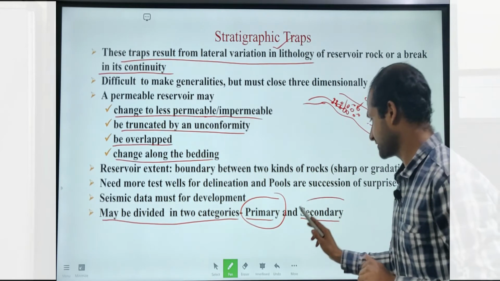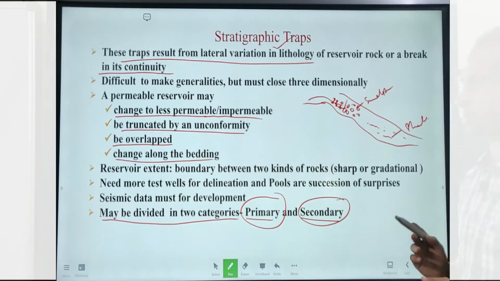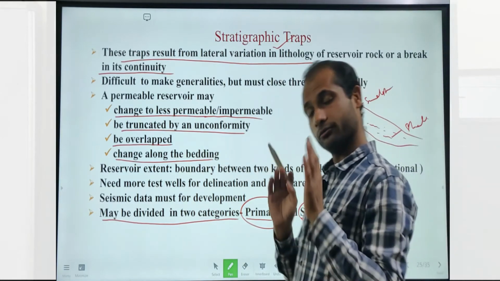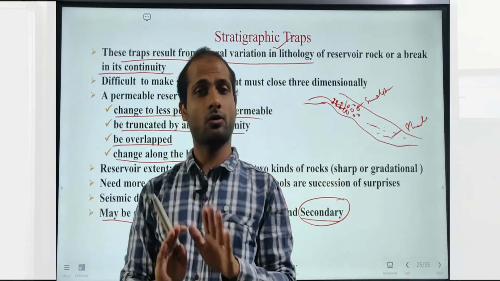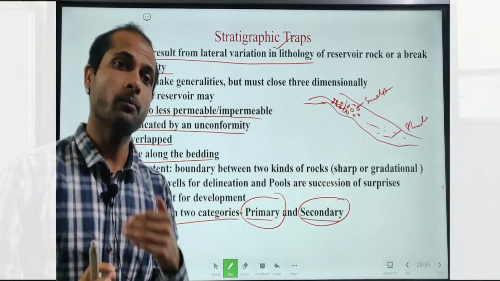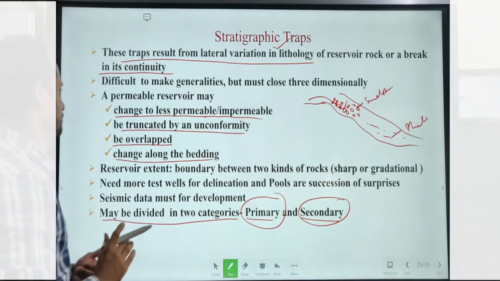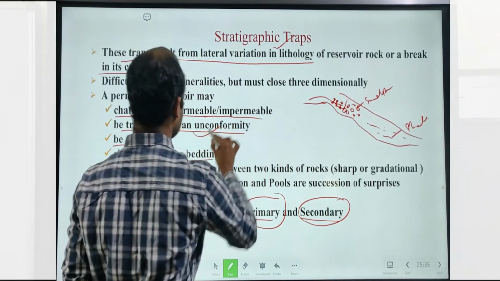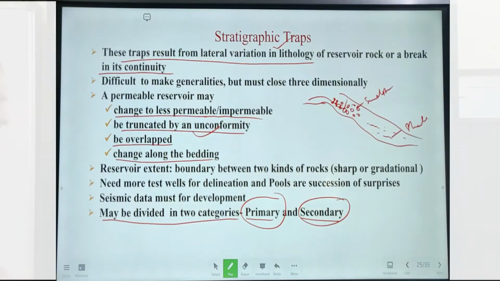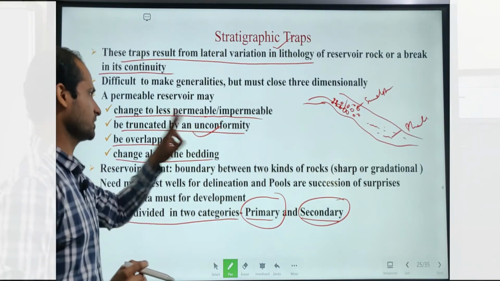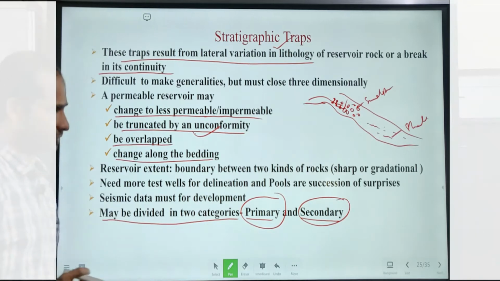Secondary stratigraphic traps are those which are stratigraphic in nature, but they are formed by a break in deposition, like those associated with an unconformity. They are usually associated with the unconformity.